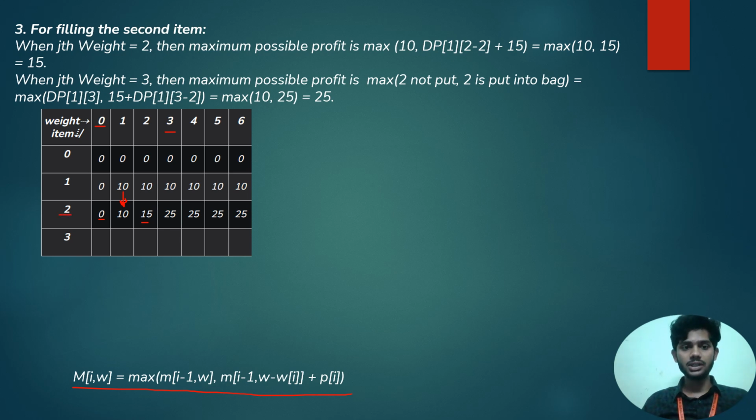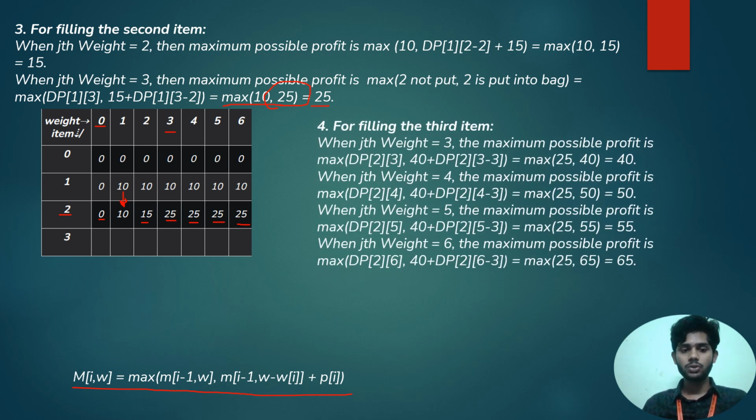Let's substitute this, i = 2 and w = 3. By solving this we get max(10, 25). Of these two values the maximum is 25, so we take 25 as the maximum value and insert it in the third slot, and like this we fill the fourth slot, fifth slot and then the sixth slot. By substituting the i value and w value in the formula, we get the profit. Next is filling the third item.